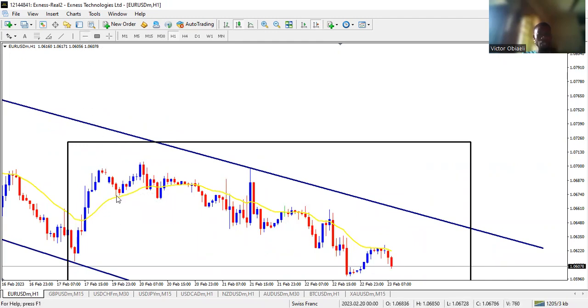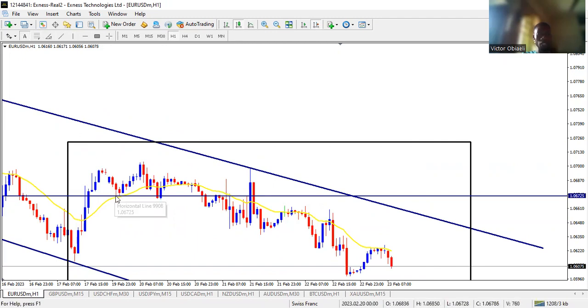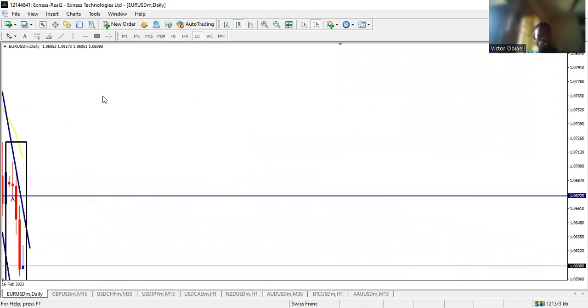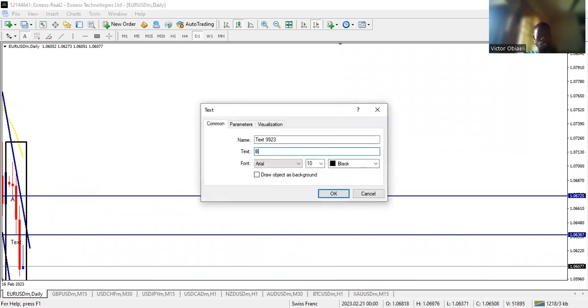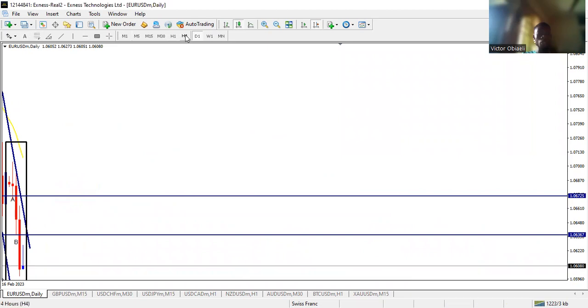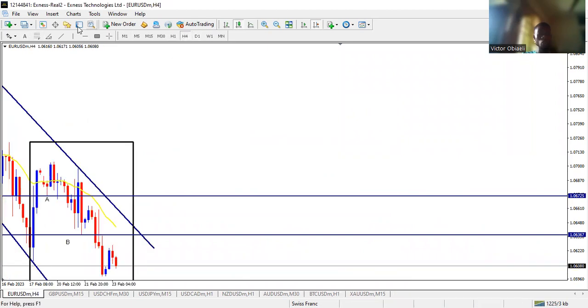Then I now know that this is where price formed my A. Look at it, price has formed the A. At the close of the day, the bar closes here, so automatically this is B. This is B. Now we are looking for C in 4 hours. Good, this is where we have the C.